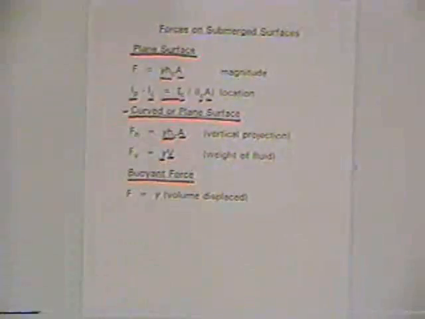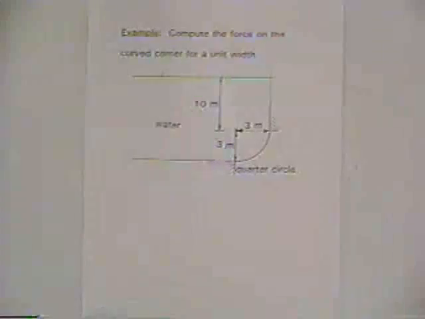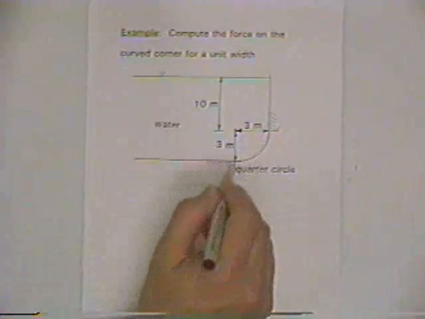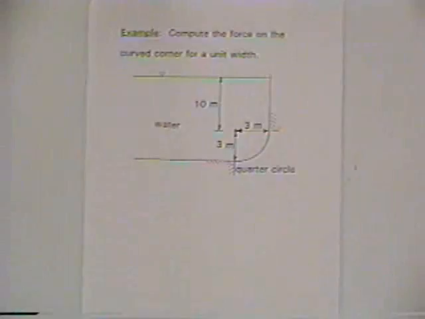Now, a second approach, and we could actually apply this second approach to the problem we just computed, but instead of doing that, we'll apply it to a different situation, just to have a different example. But it's more general in that it applies to any shape, curved as well as plane flat surfaces. And so we're going to compute a horizontal component and a vertical component. And here's a problem to allow us to do that. We want to compute the force on the curved corner for unit width. So we've got a container, and again, it's full of water, and the water exerts a force in the corner down here, and we want to estimate the force.